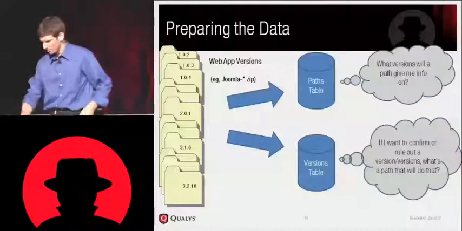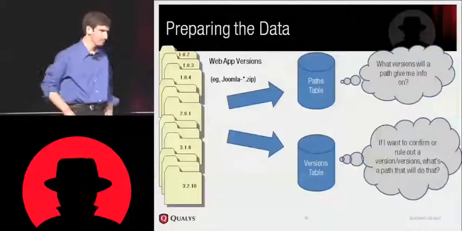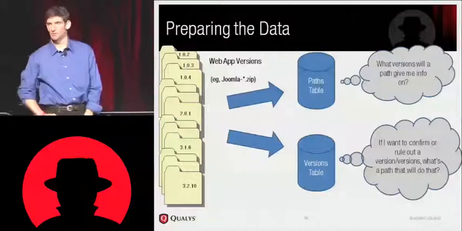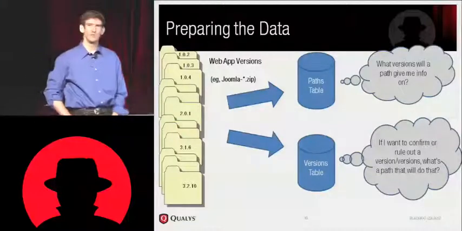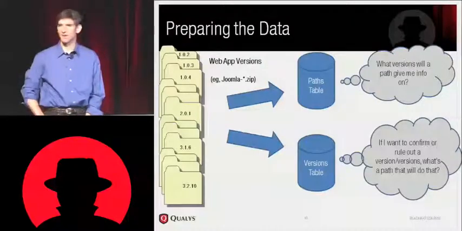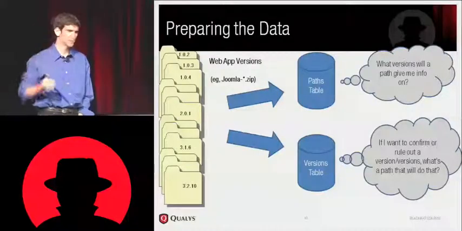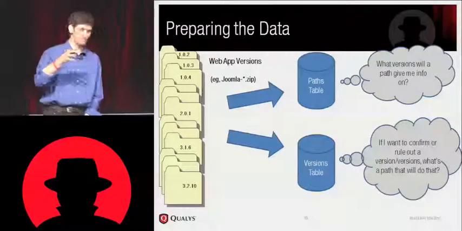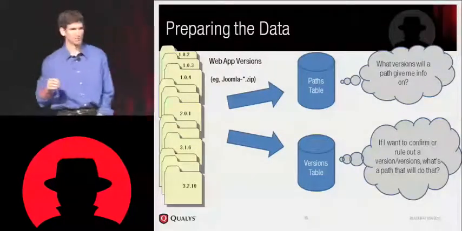OK, so how do we do this? Preparing the data. Go get every possible version of an app that you can get your hands on. Whether you go to Subversion and check out all the tags, whether they've got a nice archives page and you just right-click and say download everything here, however you want to get those versions, dump them into a directory, unpack them. I've got some scripts for that.